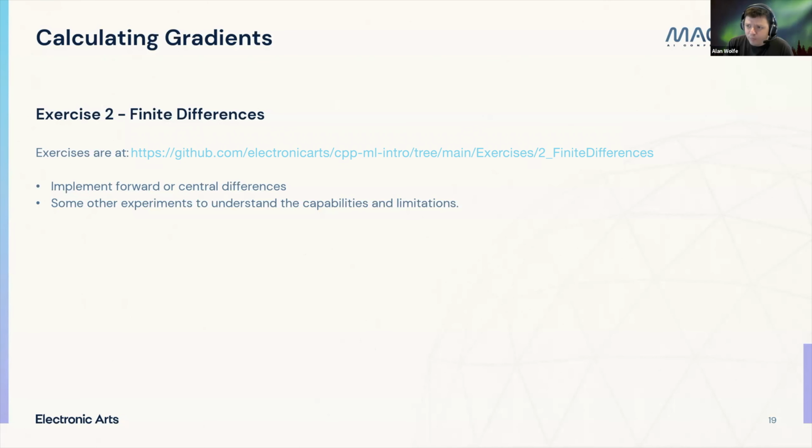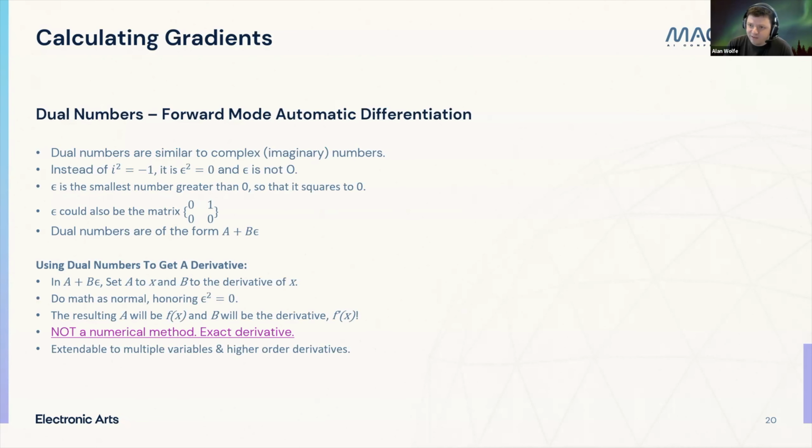Okay, moving on from finite differences, we get to dual numbers, which is the second way of calculating gradients. And this is also known as forward mode automatic differentiation.